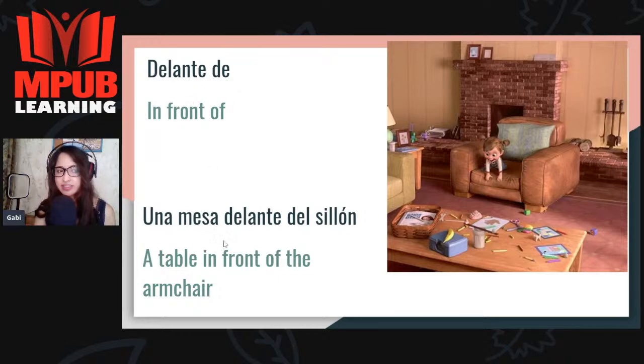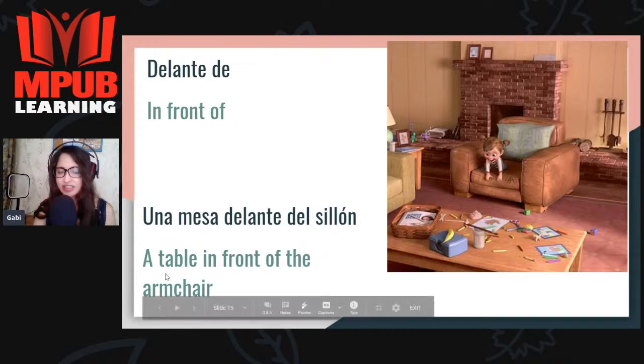So we already learned vocabulary from the living room in the last 3 lessons. So you can review, but I will put the English word as well here. Una mesa delante del sillón. A table in front of the armchair. As you can see in the image, una mesa delante del sillón.